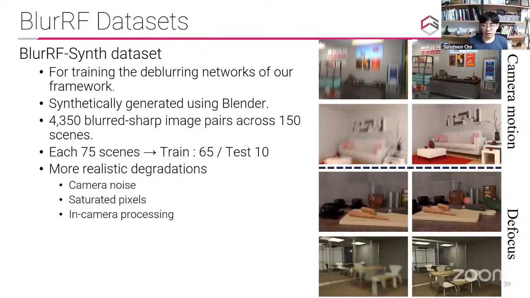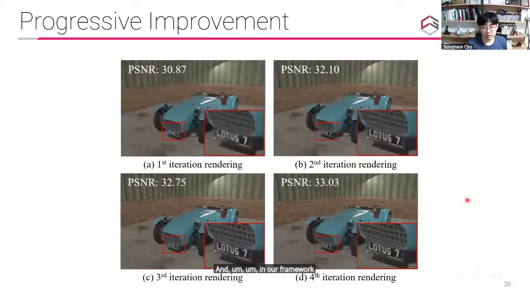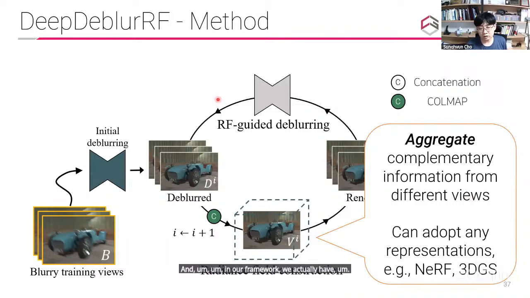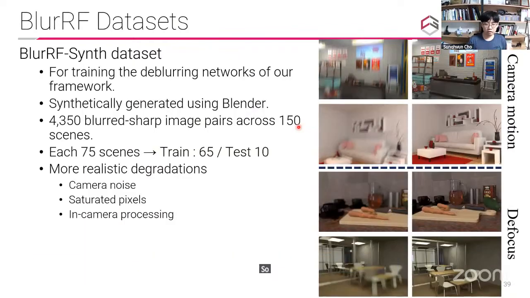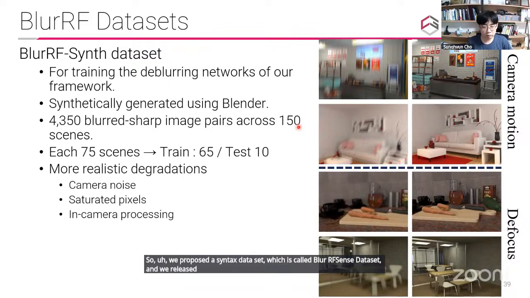And in our framework, we actually have this RF-guided deep learning network. This is a neural network, so we have to train this neural network. To train this neural network, we also proposed a data set. We proposed a synthetic data set, which is called the Blur RF Synth data set. And we released this data set on our project webpage.